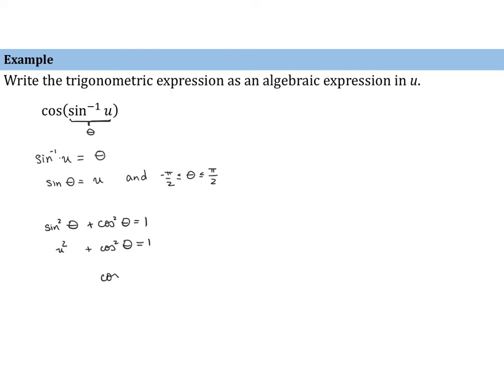So this means that cosine squared of theta is 1 minus u squared. This means if I take the square root of both sides, cosine of theta will equal positive or negative the square root of 1 minus u squared. But we know something about theta. Theta is either in the fourth quadrant or the first quadrant, and cosine of theta is positive there. So therefore, cosine of theta equals the non-negative square root of 1 minus u squared.